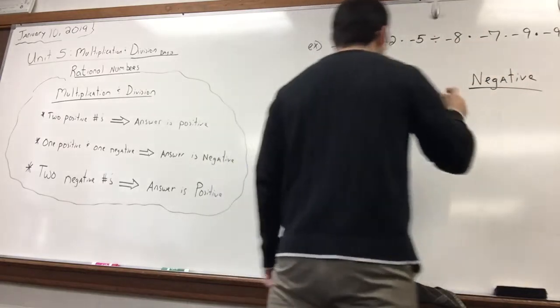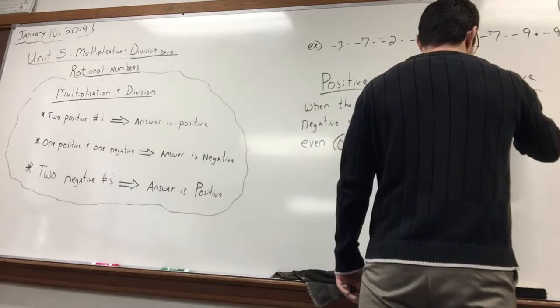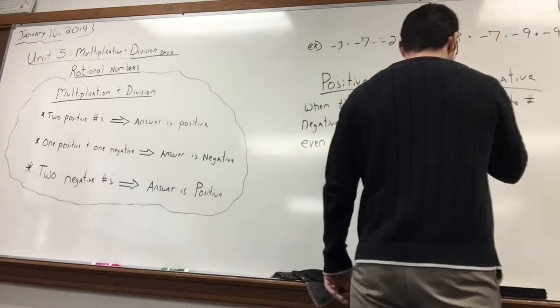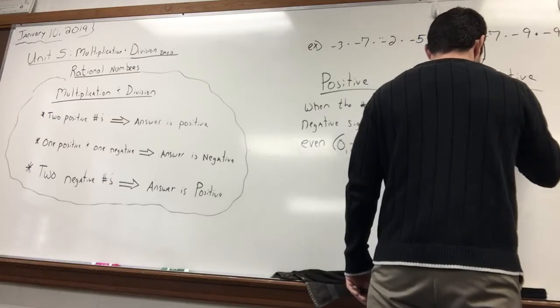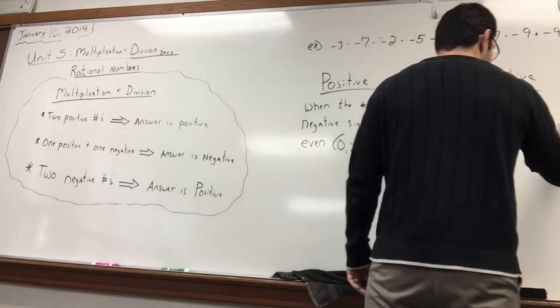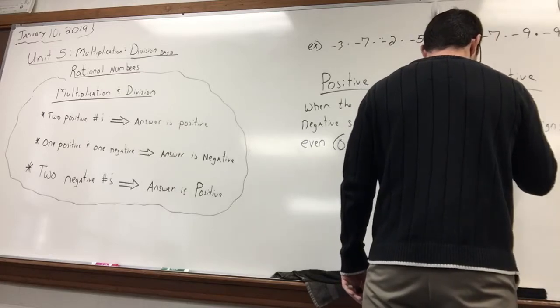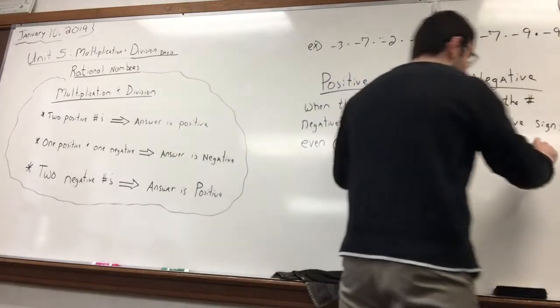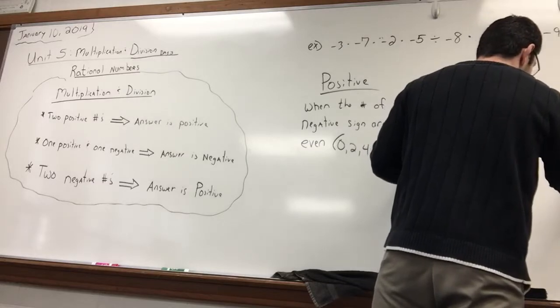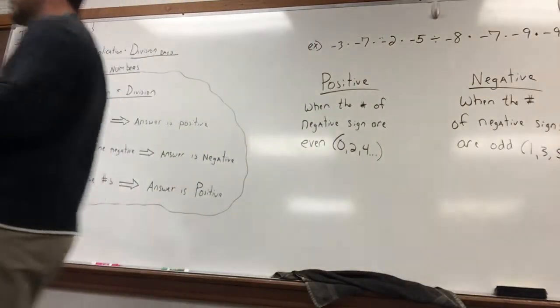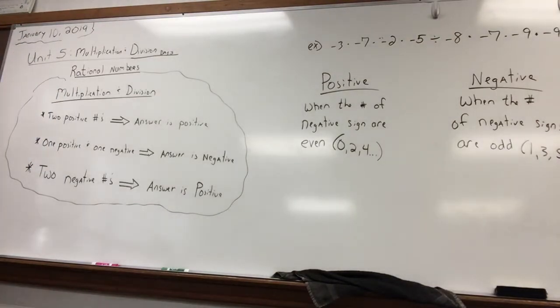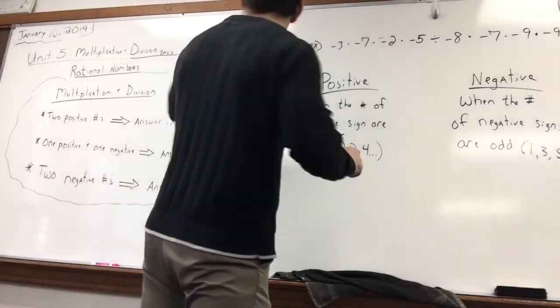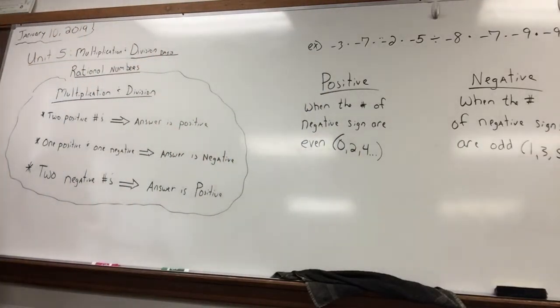So the answer will be negative when the number of negative signs are odd. Well, what are our odd numbers? If there's one negative sign, it will be negative. 3, 5, 7, and so forth. Now remember, are we adding and subtracting right now? No, these rules do not apply for adding and subtracting. These rules are only for multiplication and division.